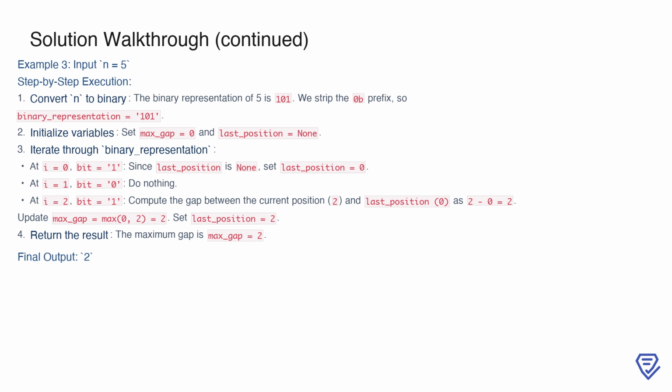Here, we calculate the gap between the current index 2 and last_position, which is 0. The gap is 2 minus 0 equals 2. We update max_gap to the maximum of its current value, 0, and this gap, resulting in max_gap equals 2. We then update last_position to 2. After completing the iteration, the largest gap we found is 2, so we return max_gap equals 2.